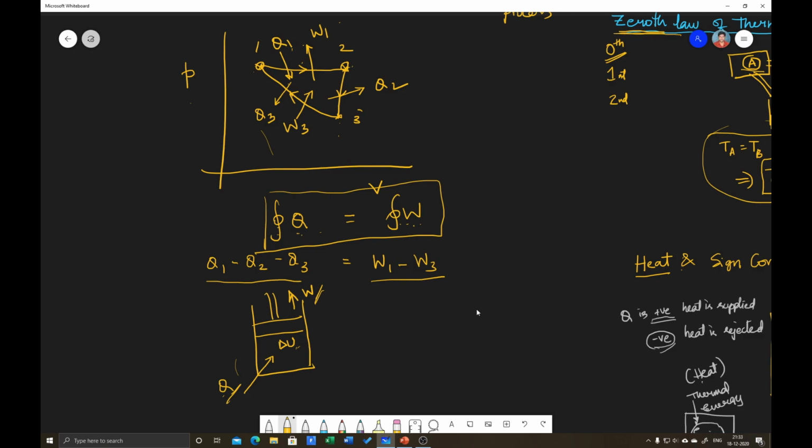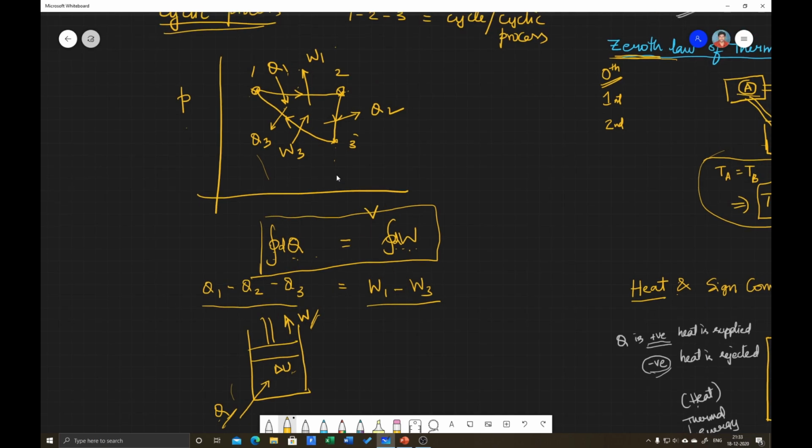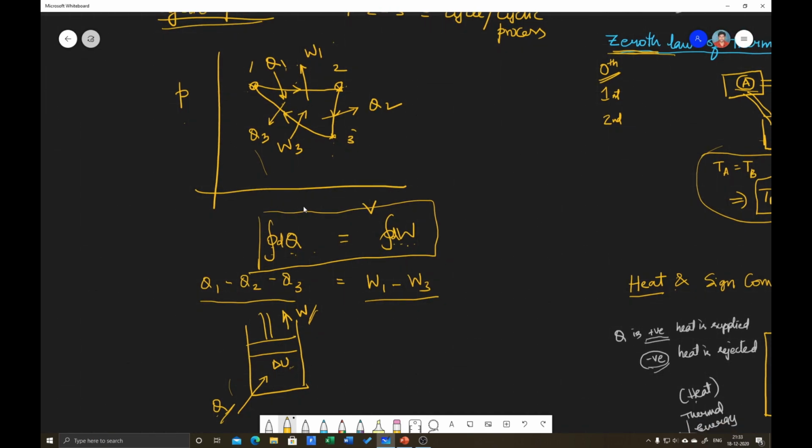Cyclic integral of Q equal to cyclic integral of W, or cyclic integral dQ equals cyclic integral dW. Here dW means a small part of work. This is how it is applied to a closed system undergoing a cyclic process. This is a closed system. There is no change in mass of the system.